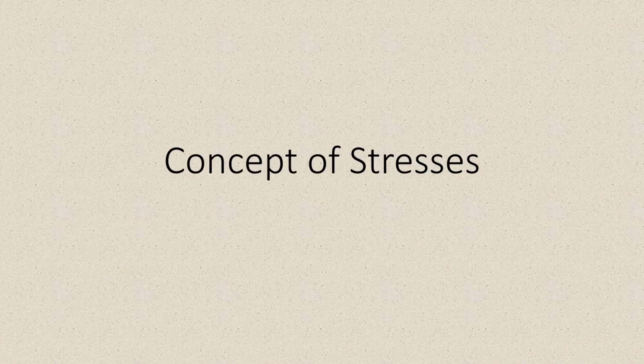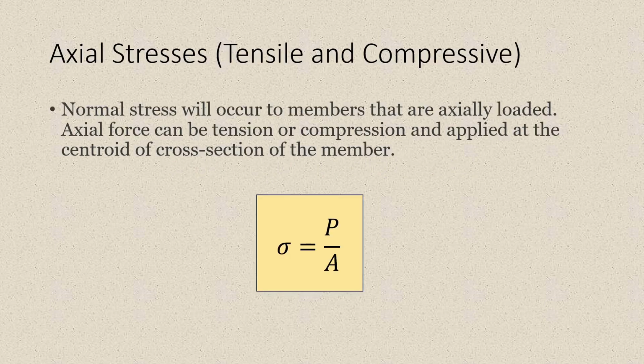In our video today, I will discuss all the types of stresses that we will cover in mechanics of deformable bodies, but I will just separate the three major types of stresses, and then for now, we will focus on the first type of stress. Now, the first type of stress is the axial stress, or it may also be called the normal stress, which will occur to members that are axially loaded, and then our axial forces can be tension or compression, and the force is applied at the cross-section of the member.